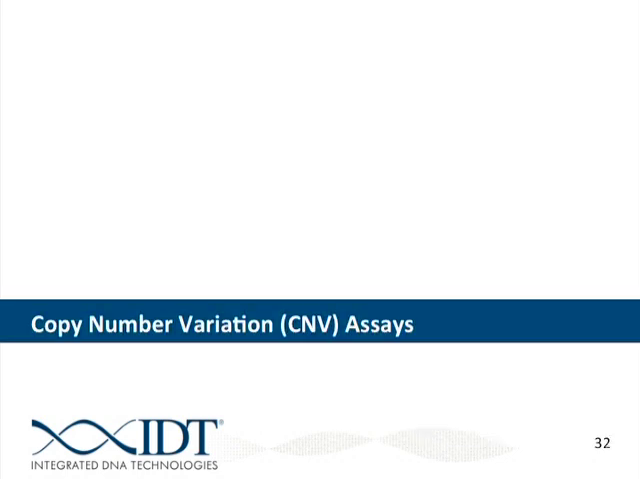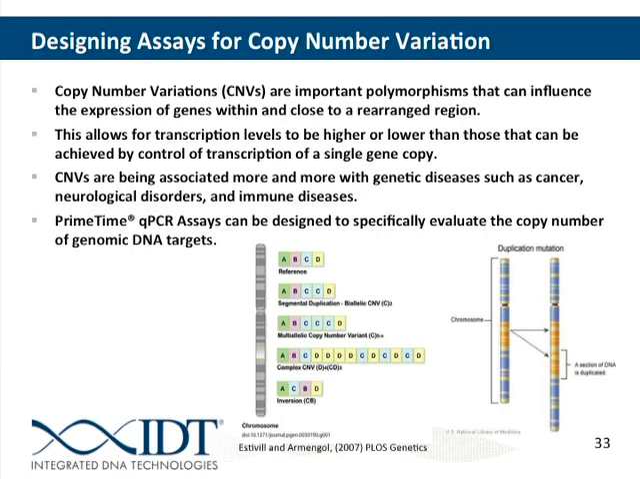And so lastly, I'm just going to hit a little bit on designing copy number variation assays. A lot of our customers are doing CNV assays. And so just a few considerations for designing copy number assays. CNV assays are important in assessing copy number variation, and CNVs are polymorphisms that can influence the expression of genes around a rearranged region, as shown here.